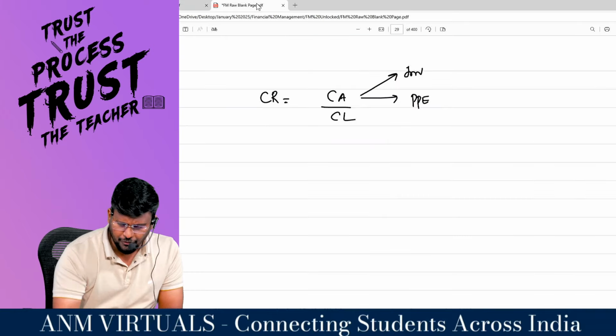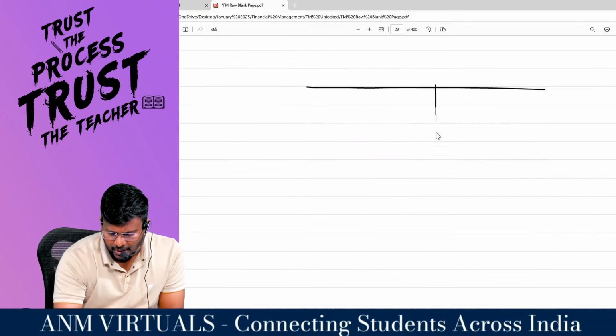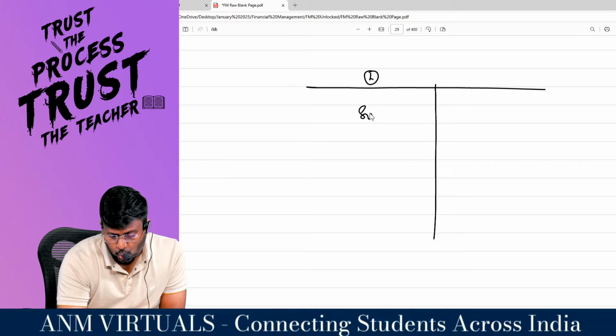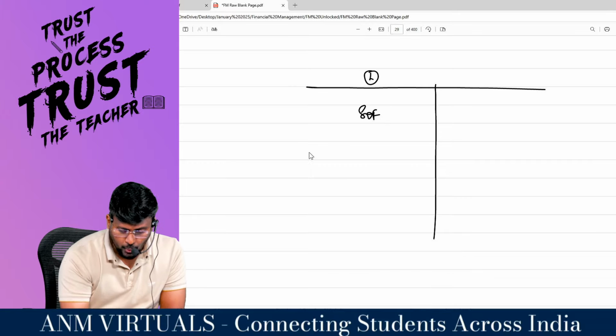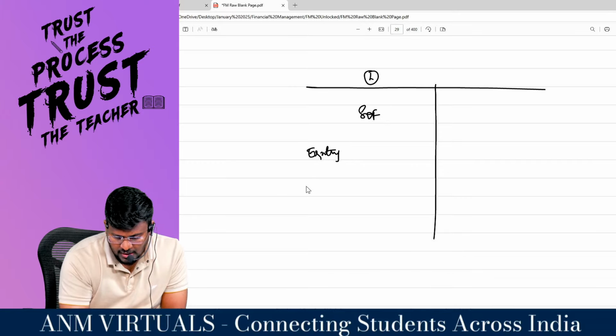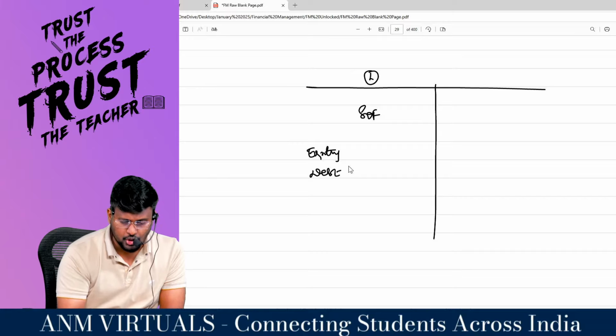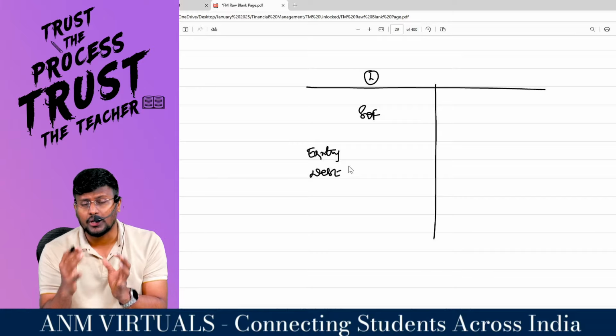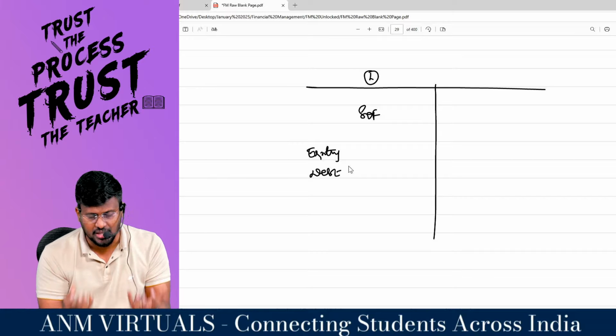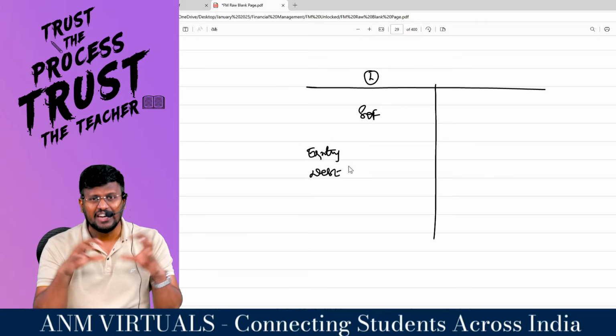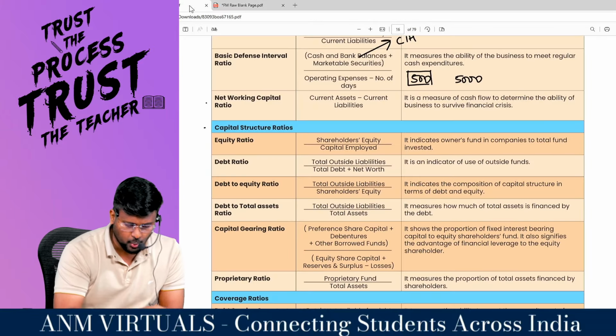For example, in a balance sheet, the liability side shows the sources of fund. In that you will have equity, and you will have debt. So out of your total capital structure, how much is equity? How much is debt? How much is the debt equity ratio? That's all we are going to talk about.